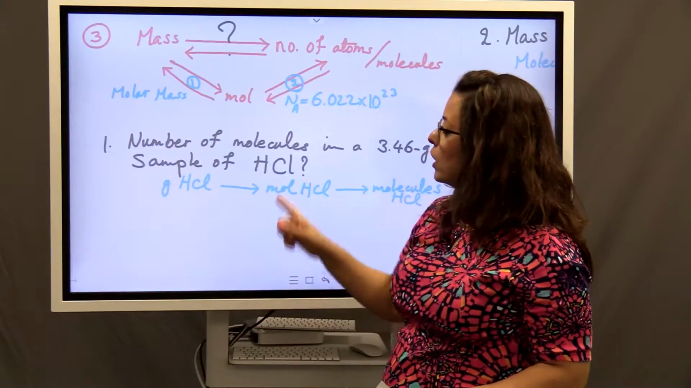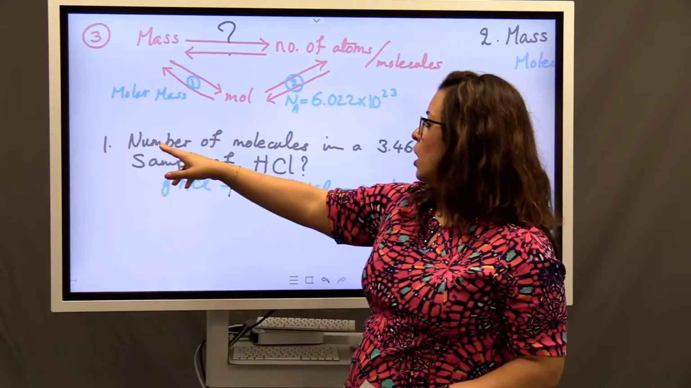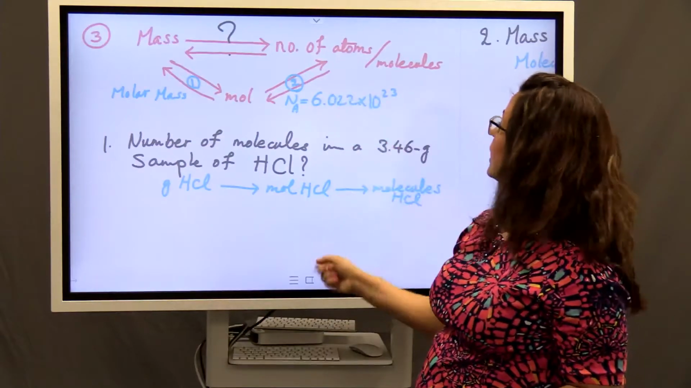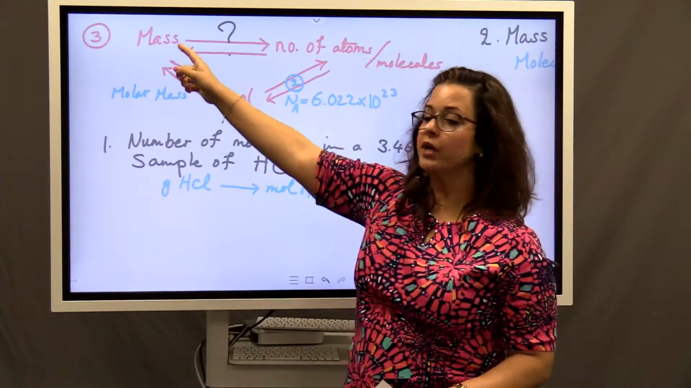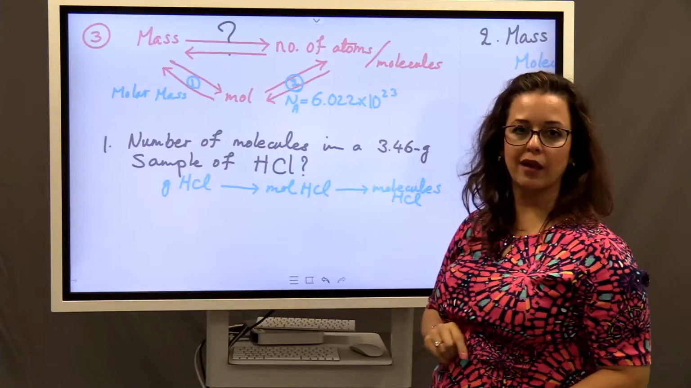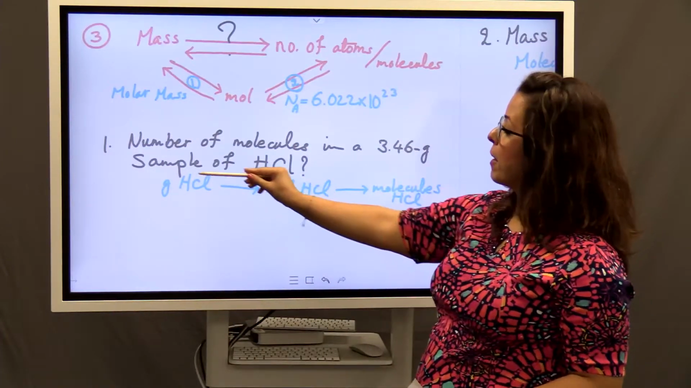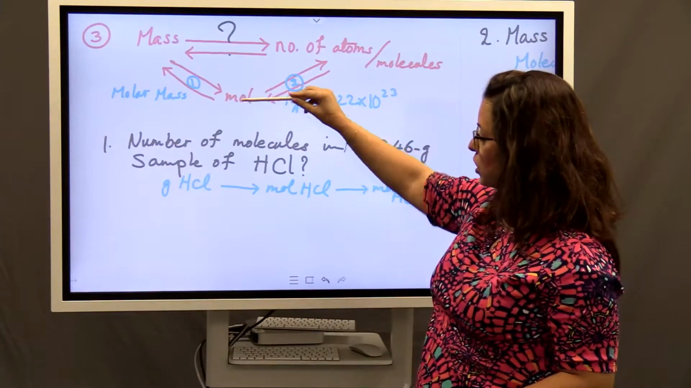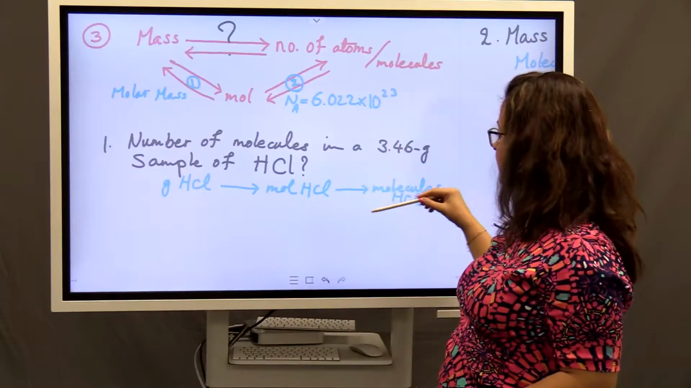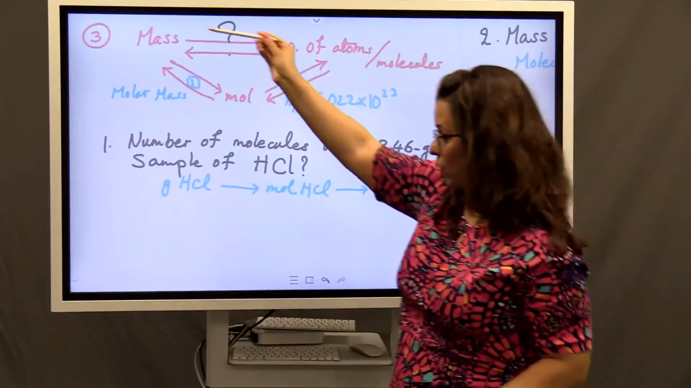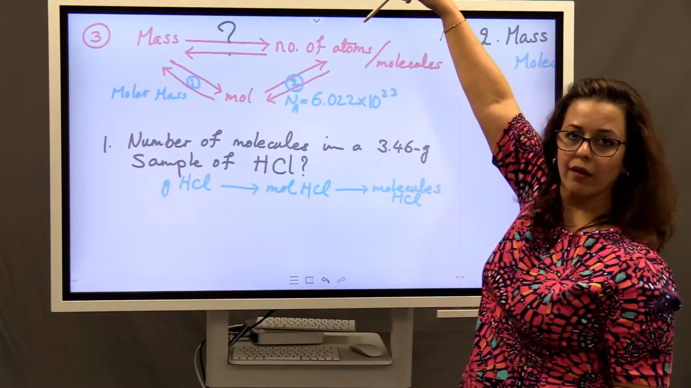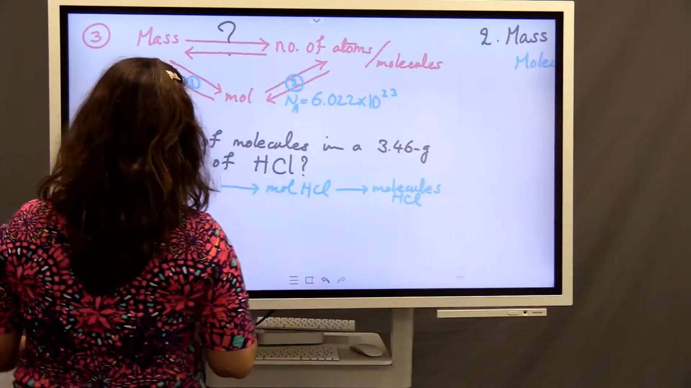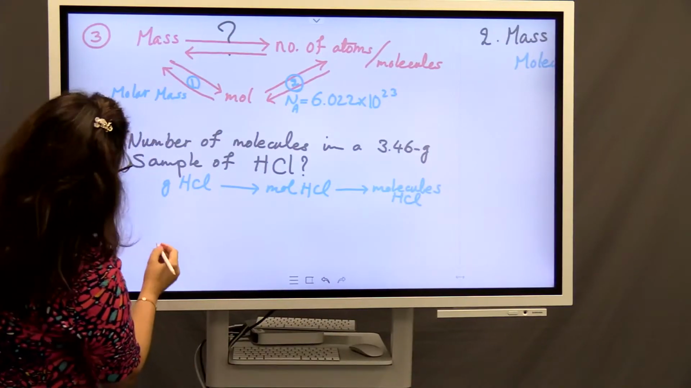Okay? So let's see how it works. We are solving for the number of molecules in a 3.46 gram sample of HCl. So the mass of HCl is given. You are going to change it to moles and then change it to molecules. You are going this way. Okay? So we always start with the given value. Let's do it. What is the given value?